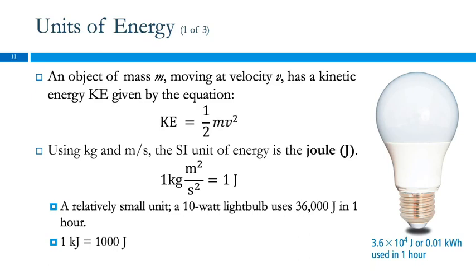This is a relatively small unit. A 10-watt light bulb uses 36,000 joules in 1 hour. A lot of joules, but the joules are really small. So it's a small unit, it's a metric unit, and so we can use metric prefixes, and we often do. So a kilojoule is 1,000 joules. Any questions? I will not test you on the spelling of joule.